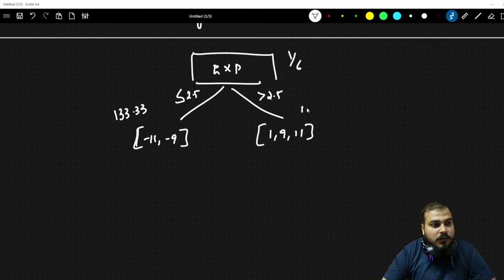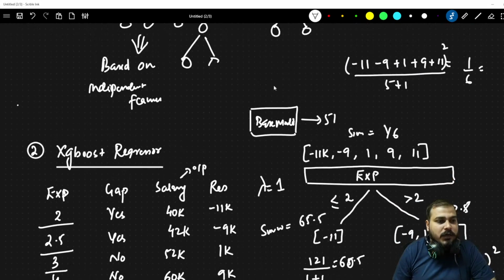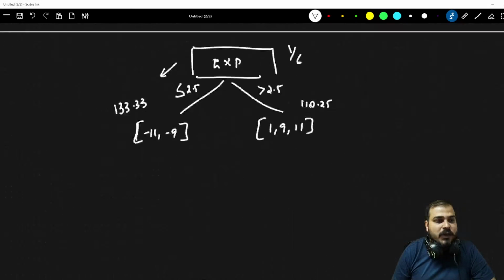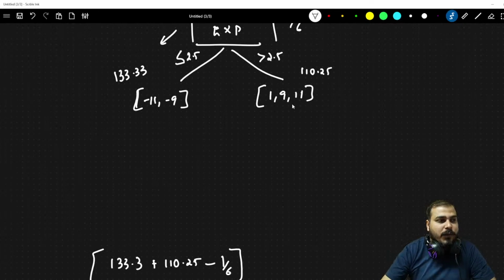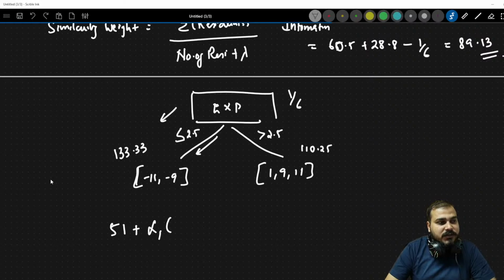110.25 here, 110.25. Now, suppose any record comes from here. First of all, any record that comes will go to the base model. So whenever it goes to the base model, the value is 51. 51 plus alpha 1, this is my learning rate 1. Suppose it goes in this route, then what we have is minus 11, minus 9. Whenever we go in this route, which has minus 11 and minus 9, the average of both these numbers will be considered.